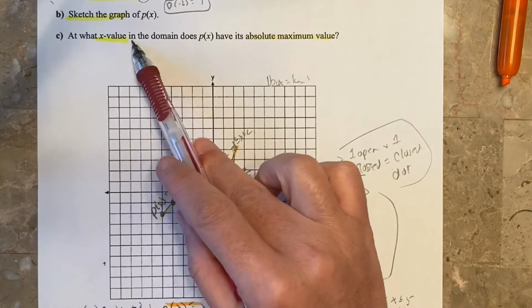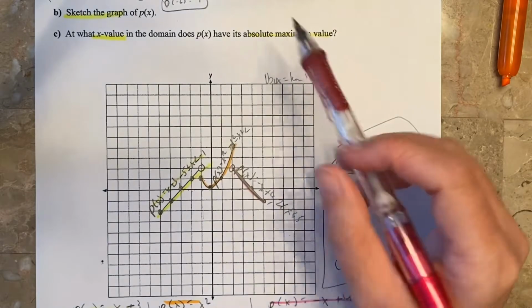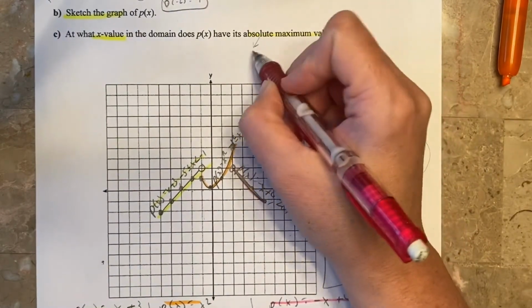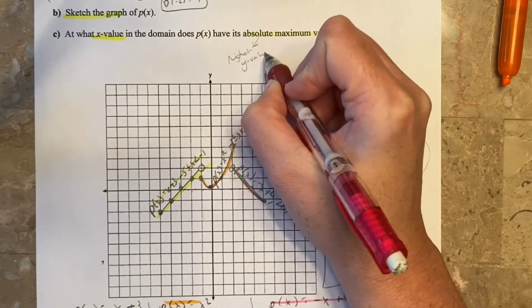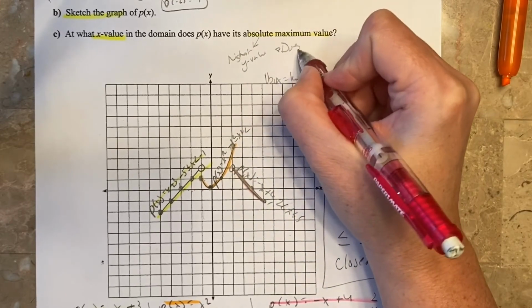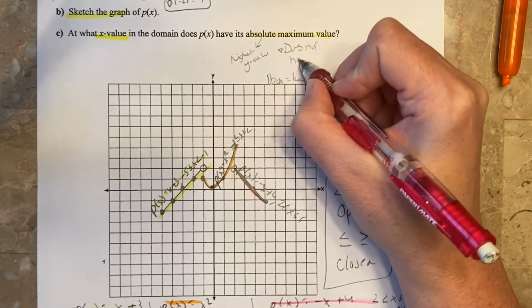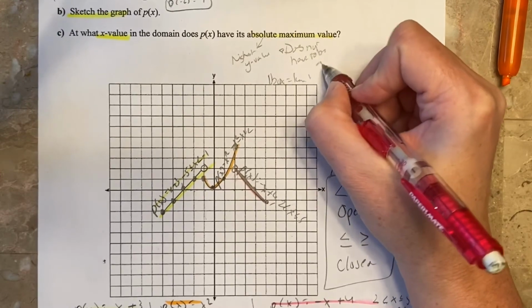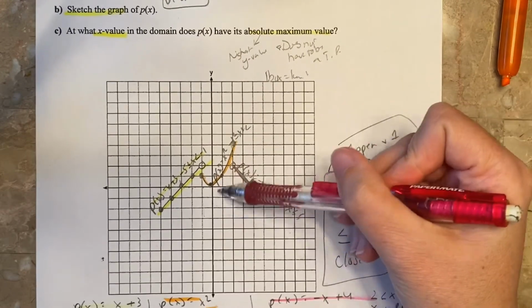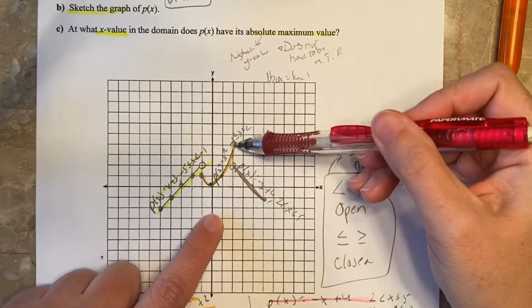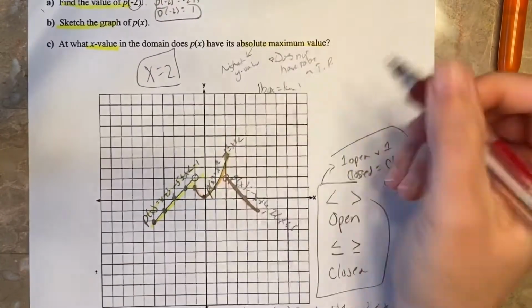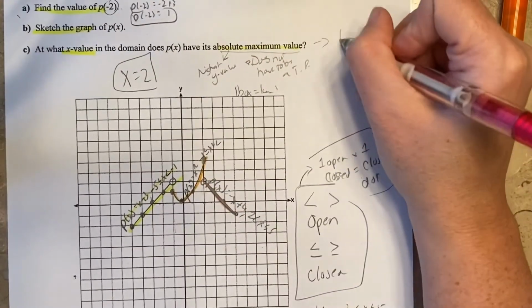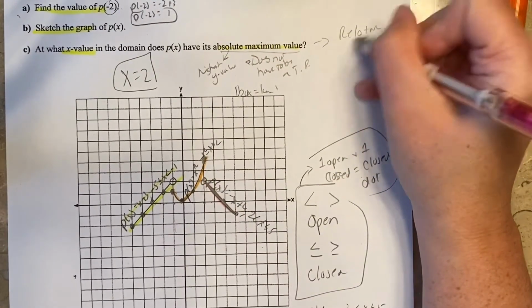So at what value x in the domain is the absolute max? Okay, so absolute maximum, that's just the highest y value, and this one does not have to be a turning point. So what is my highest point on the graph? That's this right here. And what is that x value? That's x equals 2.